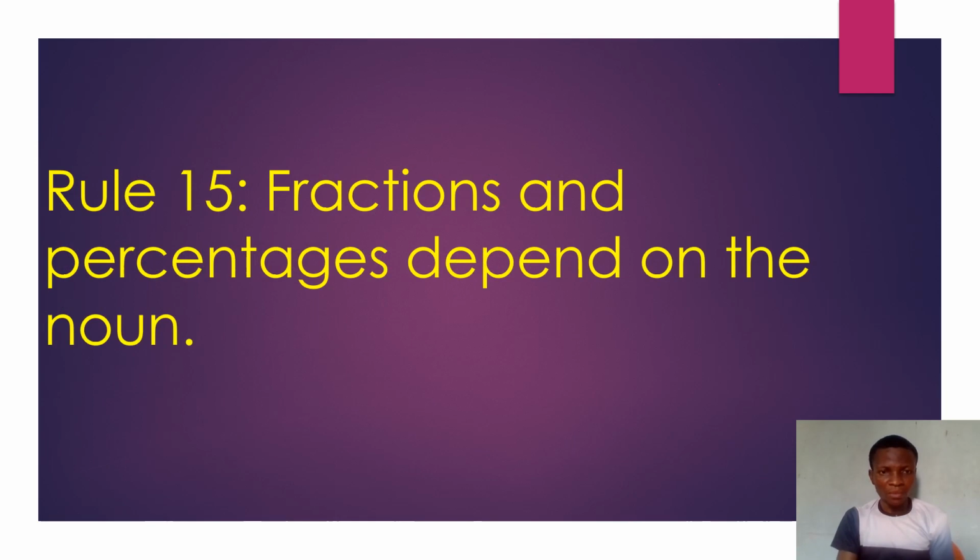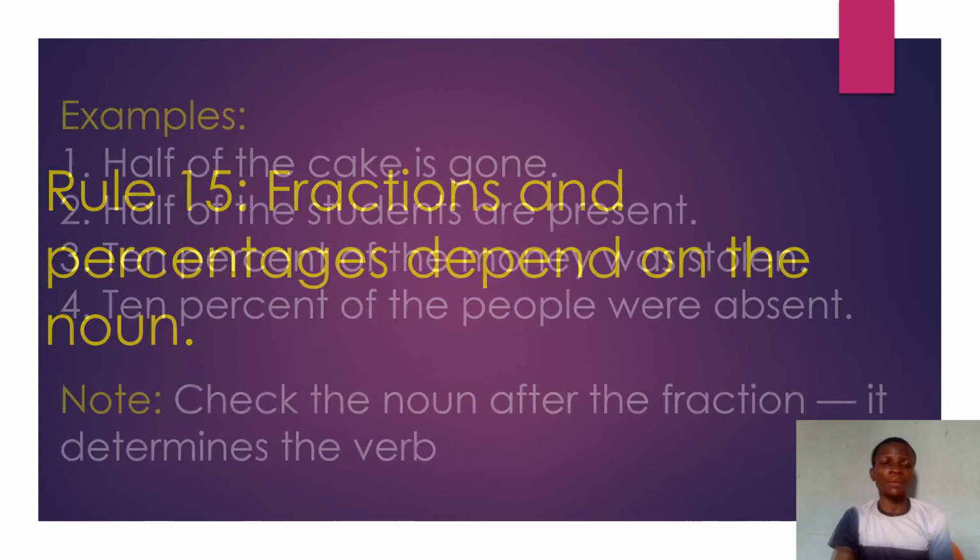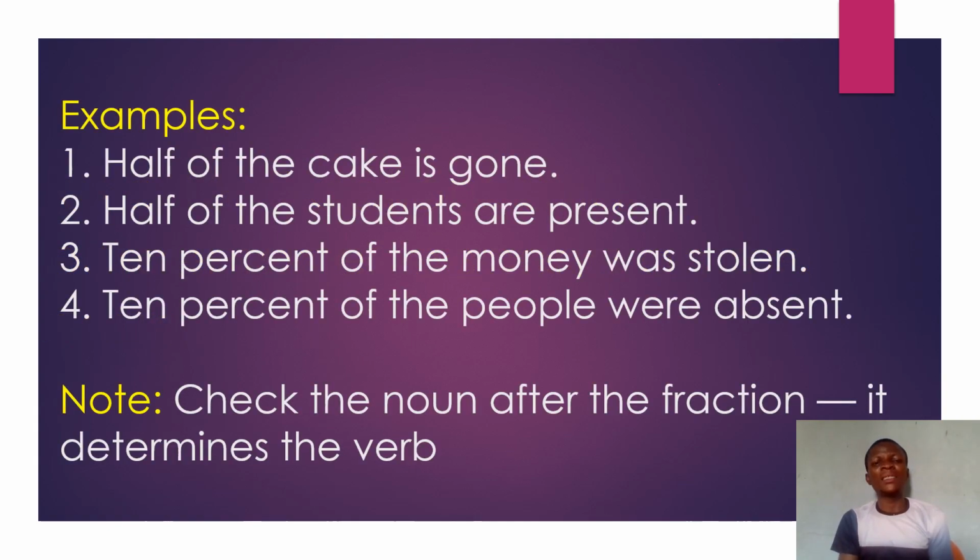Rule 15 says fractions and percentages depend on the noun. When you see a fraction or percentage, it depends on the noun. Let's say an example: half of the cake is gone. The cake is the noun here, so it attracts the singular verb is.